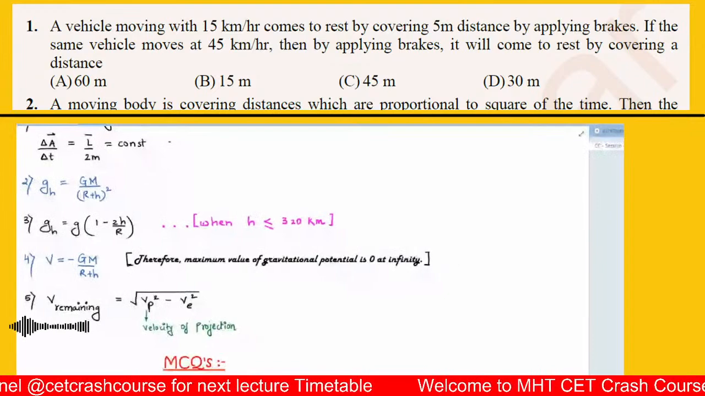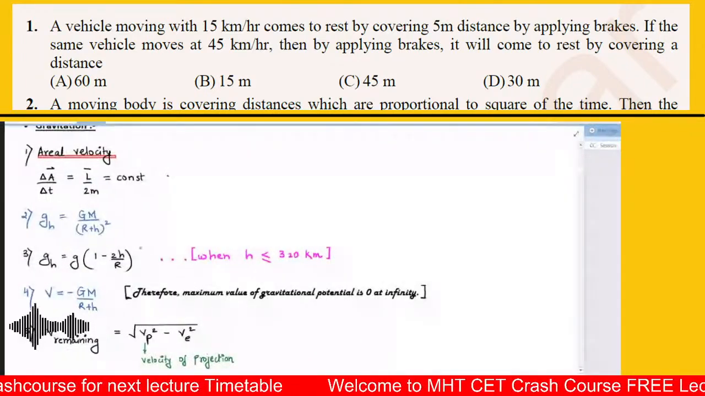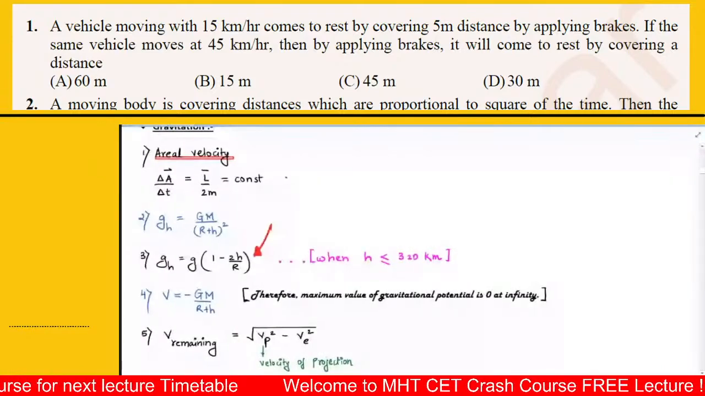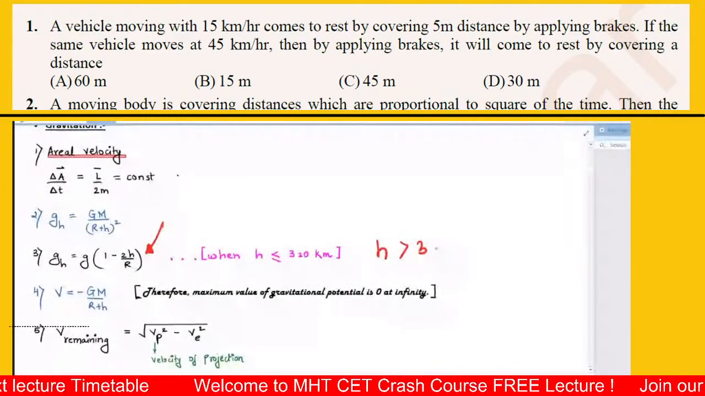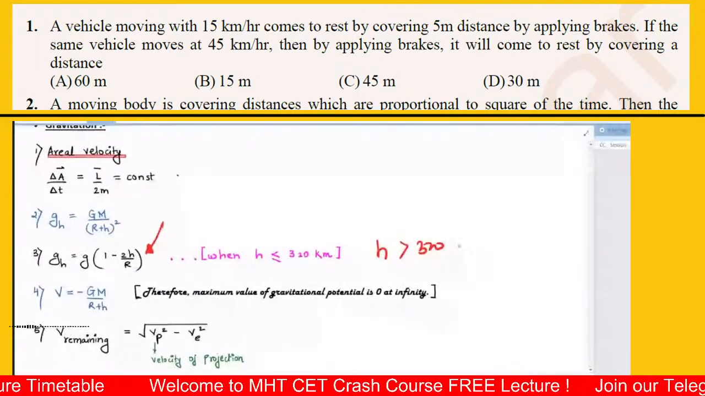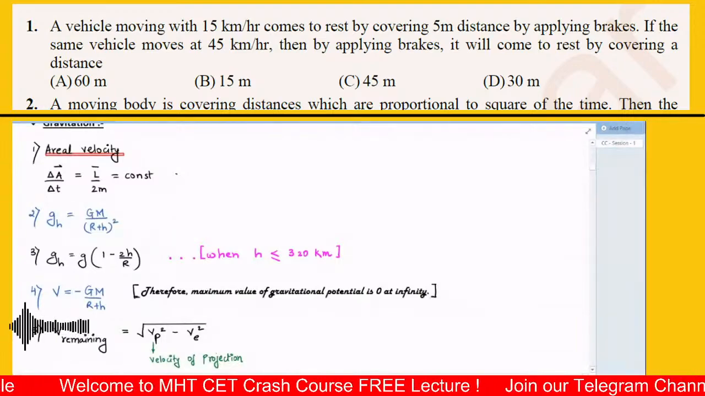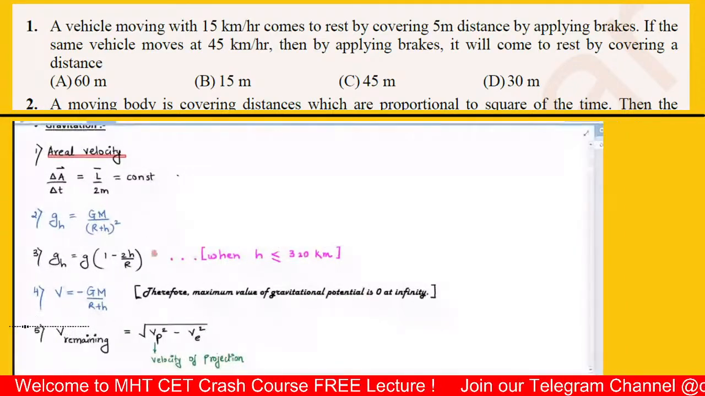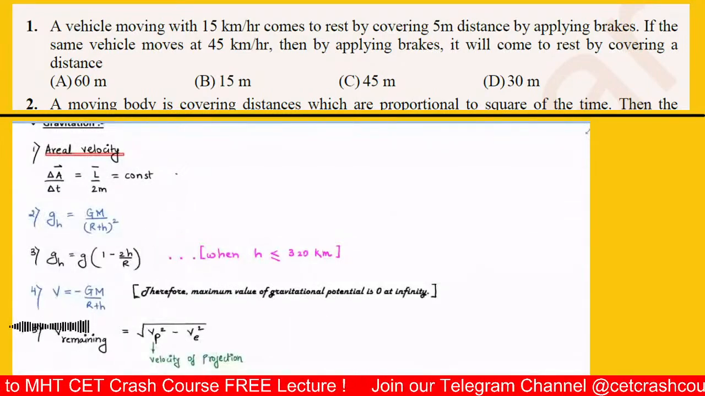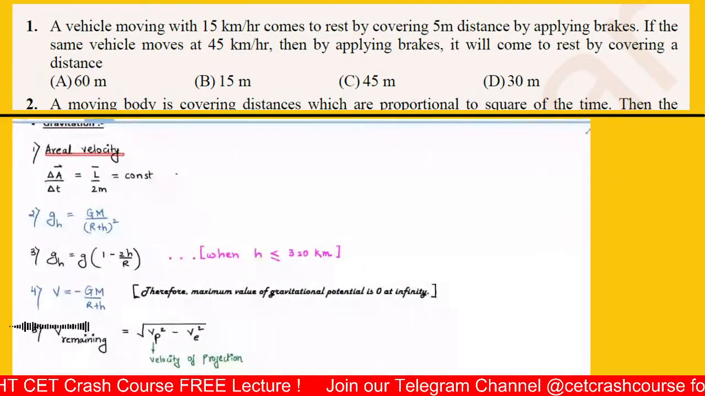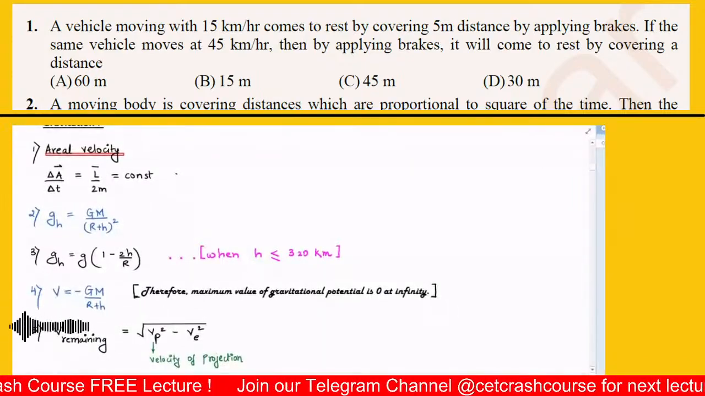Yes, students, if you use the second formula for h greater than 320 kilometers, your answer will come wrong. Why? Because when we were deriving this formula, we used binomial expansion, where we neglected the third term onwards of the expansion.